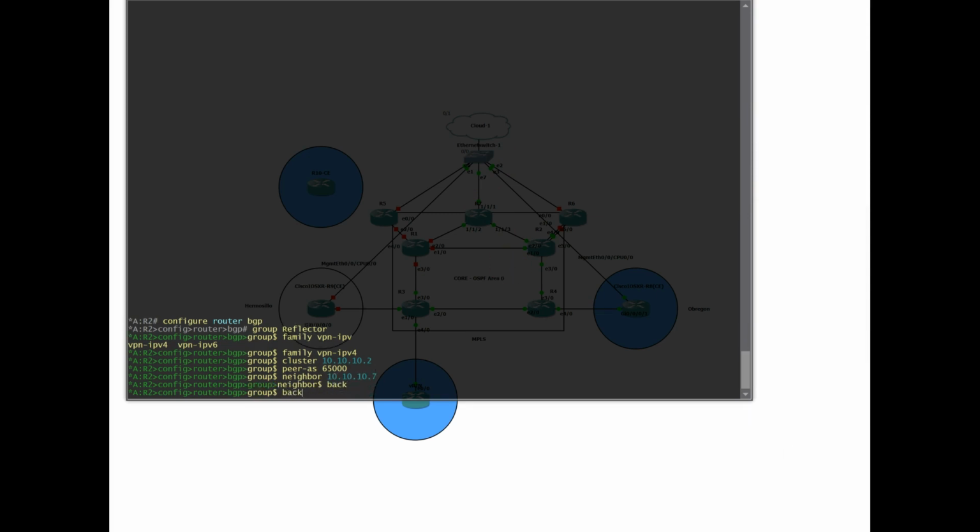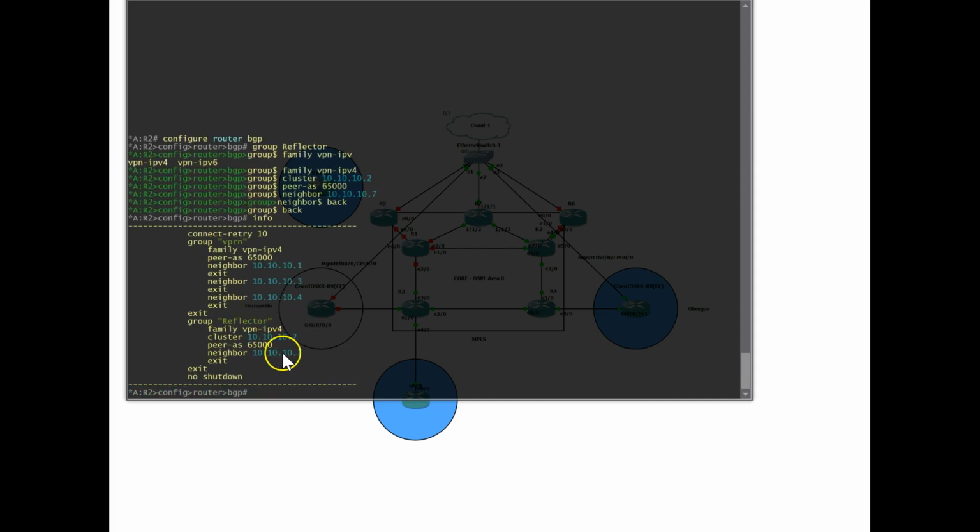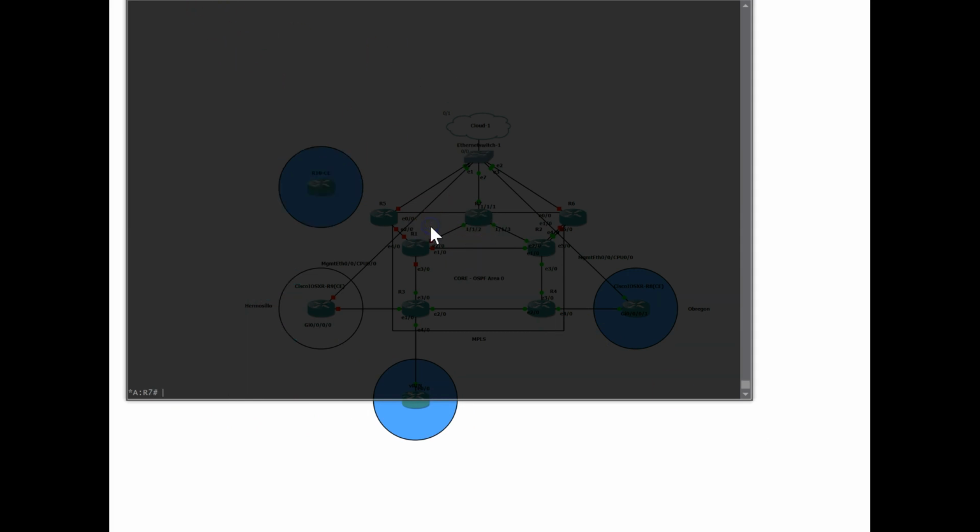Okay. So here is my group under reflector, which is going to have a cluster ID set up. So this neighbor is now automatically a client of my cluster ID. I'm sorry, of my route reflector. So now let's go to router 7 and establish a BGP connection.